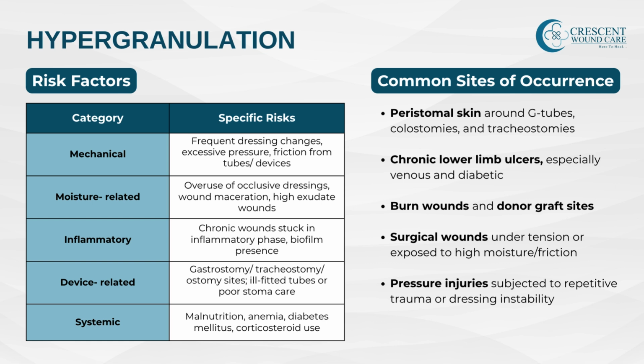Here are some risk factors categorized by cause. Mechanical: frequent dressing changes, pressure, or friction. Moisture-related: maceration or excessive exudate. Inflammatory: chronic wounds, biofilms. Device-related: ill-fitted tubes at tracheostomy or gastrostomy sites. Systemic: diabetes, anemia, corticosteroid use. Common sites include peristomal skin, lower limb ulcers, burn wounds, and surgical sites exposed to pressure or moisture.